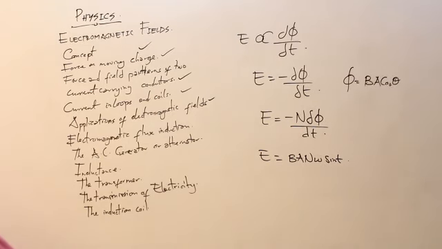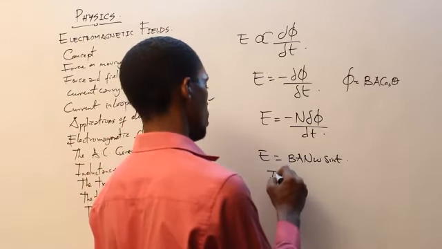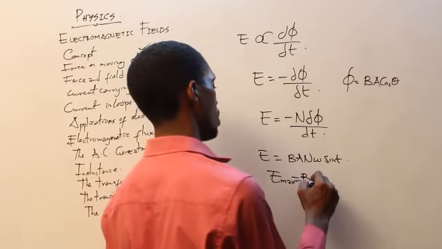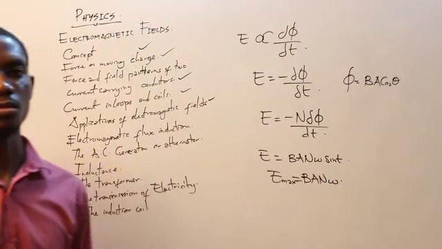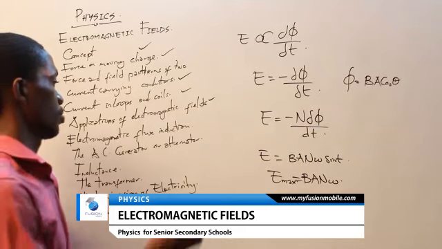Of course, that induction is actually the EMF that is produced, and EMF is maximum when theta equals 90 degrees. So we'll have the short form of this particular expression to simply be the maximum EMF, E max, equals BANω. That will be our maximum possible EMF that will be induced.